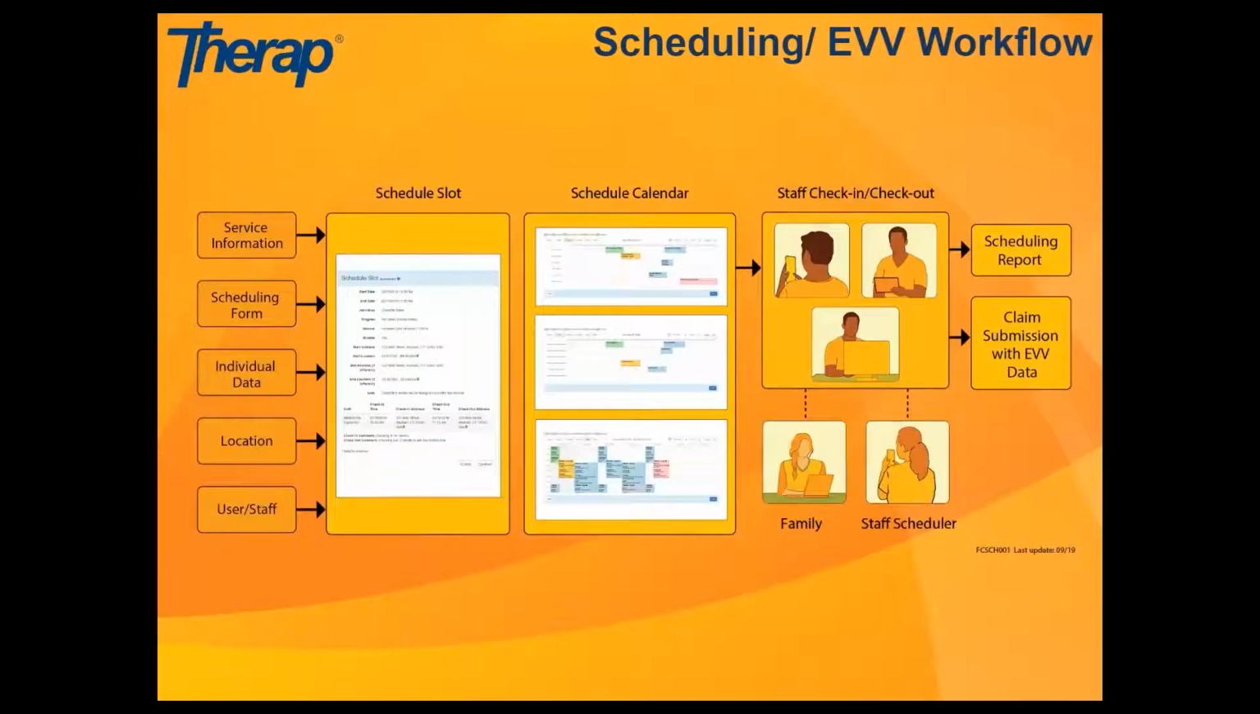You can see here we capture most of our EVV information from the schedule slot. You can collect your service information, individual information as far as who the service is being provided to, the staff that provides that service, as well as the location. You can schedule those slots, or you can do a self check-in, and maybe services are created in a way that they are not able to be pre-scheduled, and you can, on the fly, use your mobile device to check in and check out.